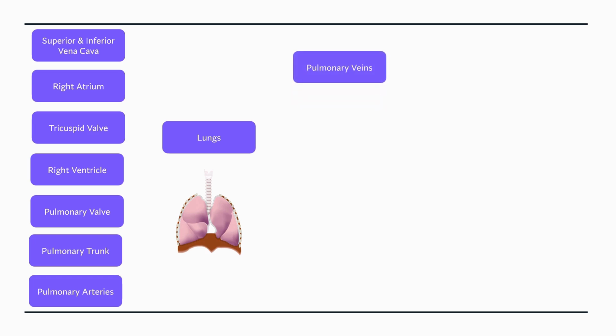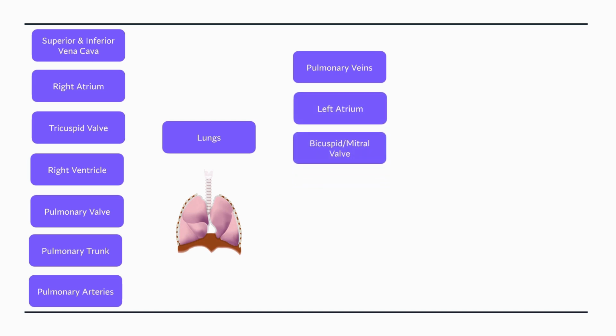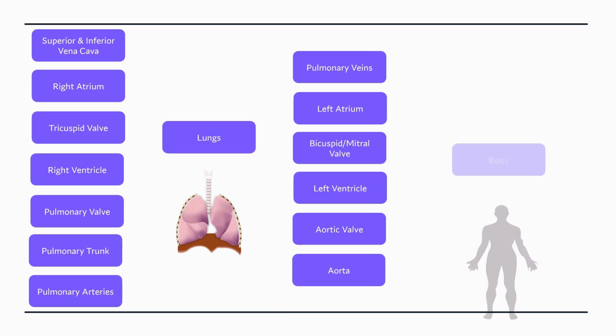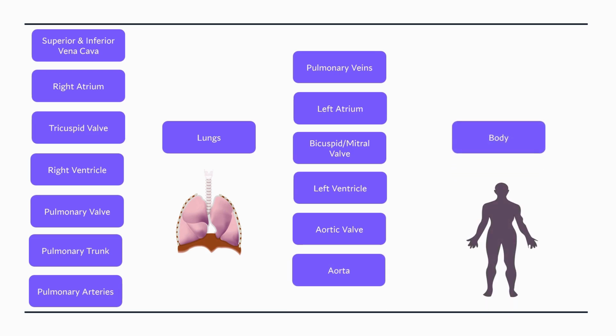It returns back to the heart by the four pulmonary veins, which empty into the left atrium, go past that bicuspid or mitral valve on its way to the left ventricle. Then we are heading out the aortic valve into the aorta, which leads out to the entire body, or that systemic portion, before we are heading back to the very beginning of that superior and inferior vena cava to start circulation all over again.